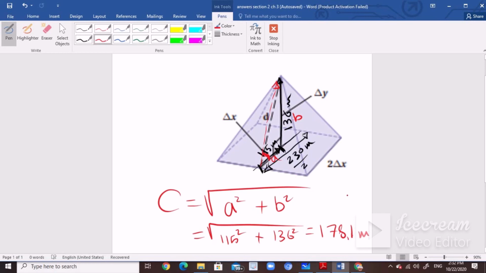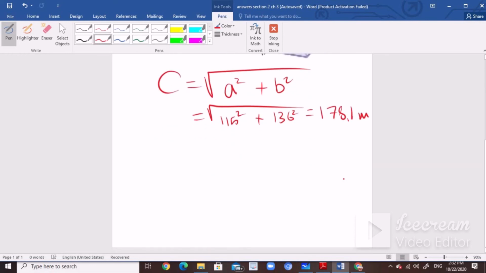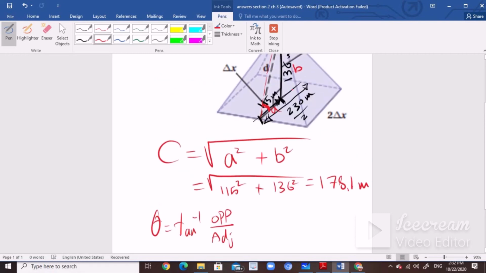Okay, now what about direction? As I told you guys, the direction theta equals tan negative 1 of opposite divided by adjacent. Okay, that is the rule. What is the opposite? 136. So tan negative 1 of 136 divided by 115 equals approximately 49.8 degrees. Okay, now as you see here guys, that is the theta.